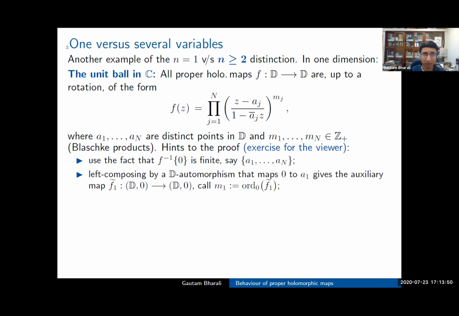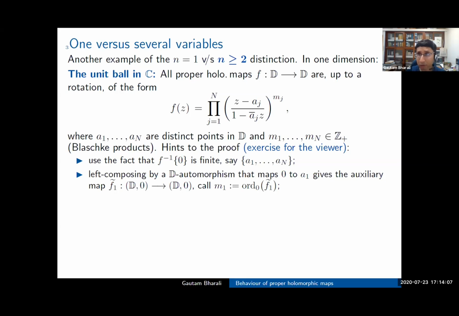So first of all, remember, we are trying to describe all proper holomorphic self-maps. So the singleton 0 is a compact set. So its inverse image under F is a compact set.